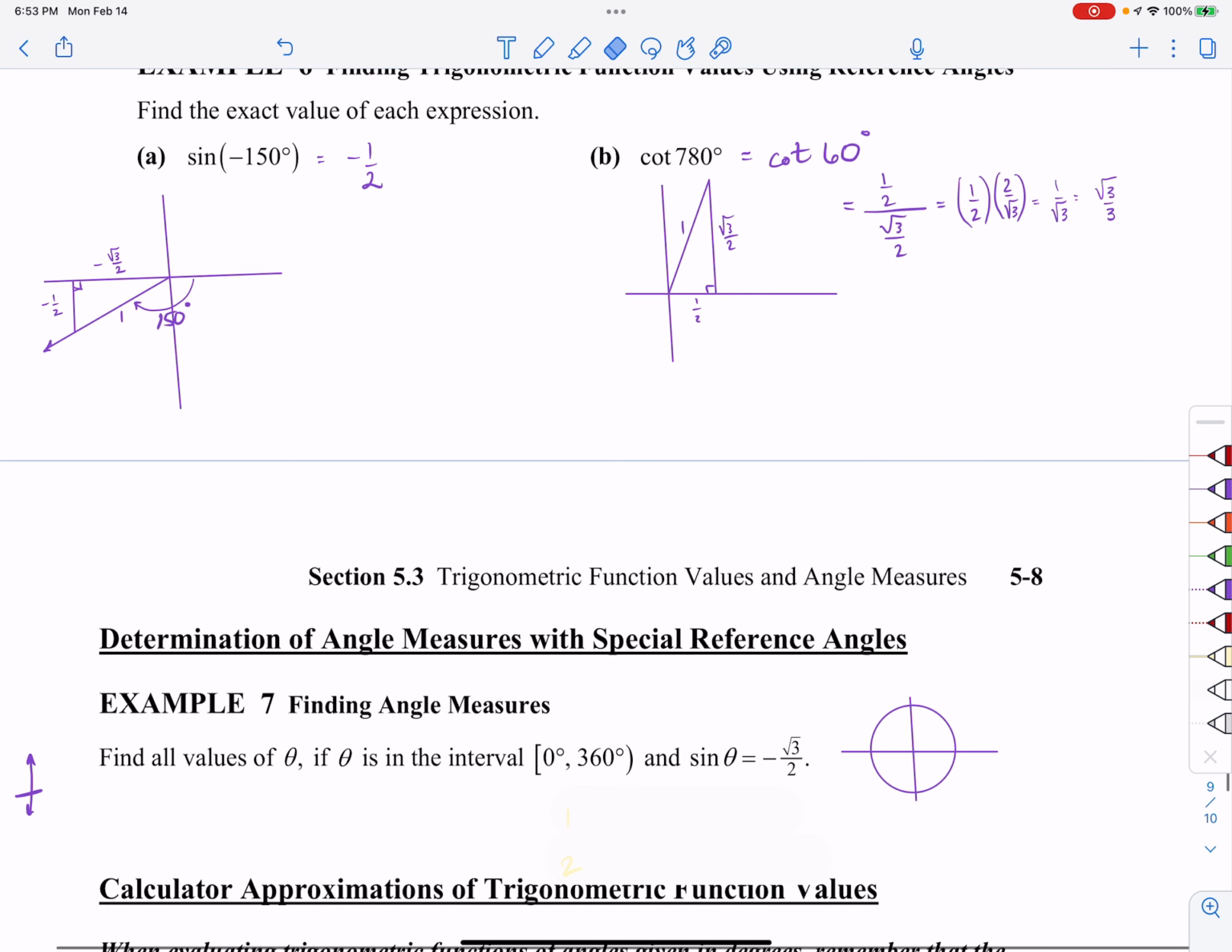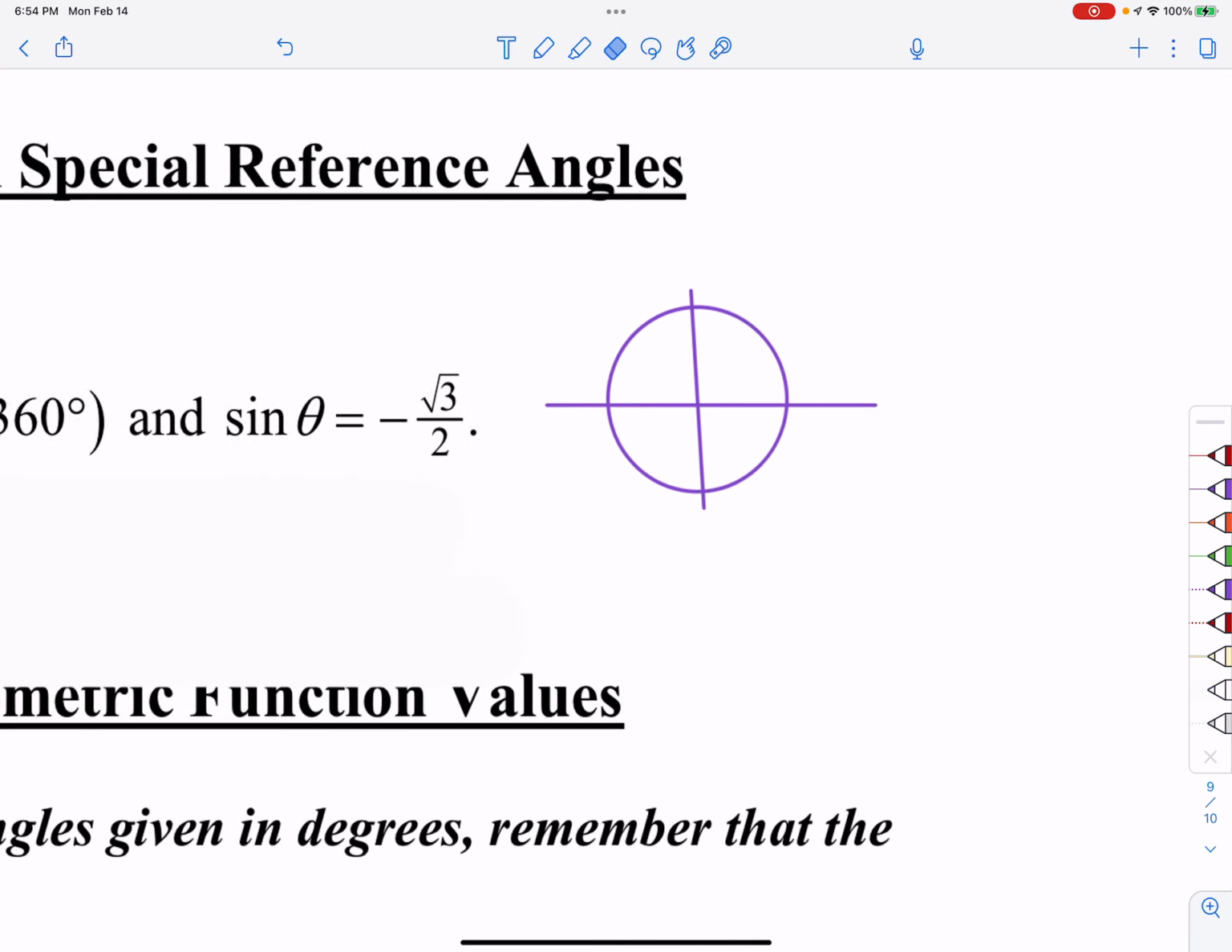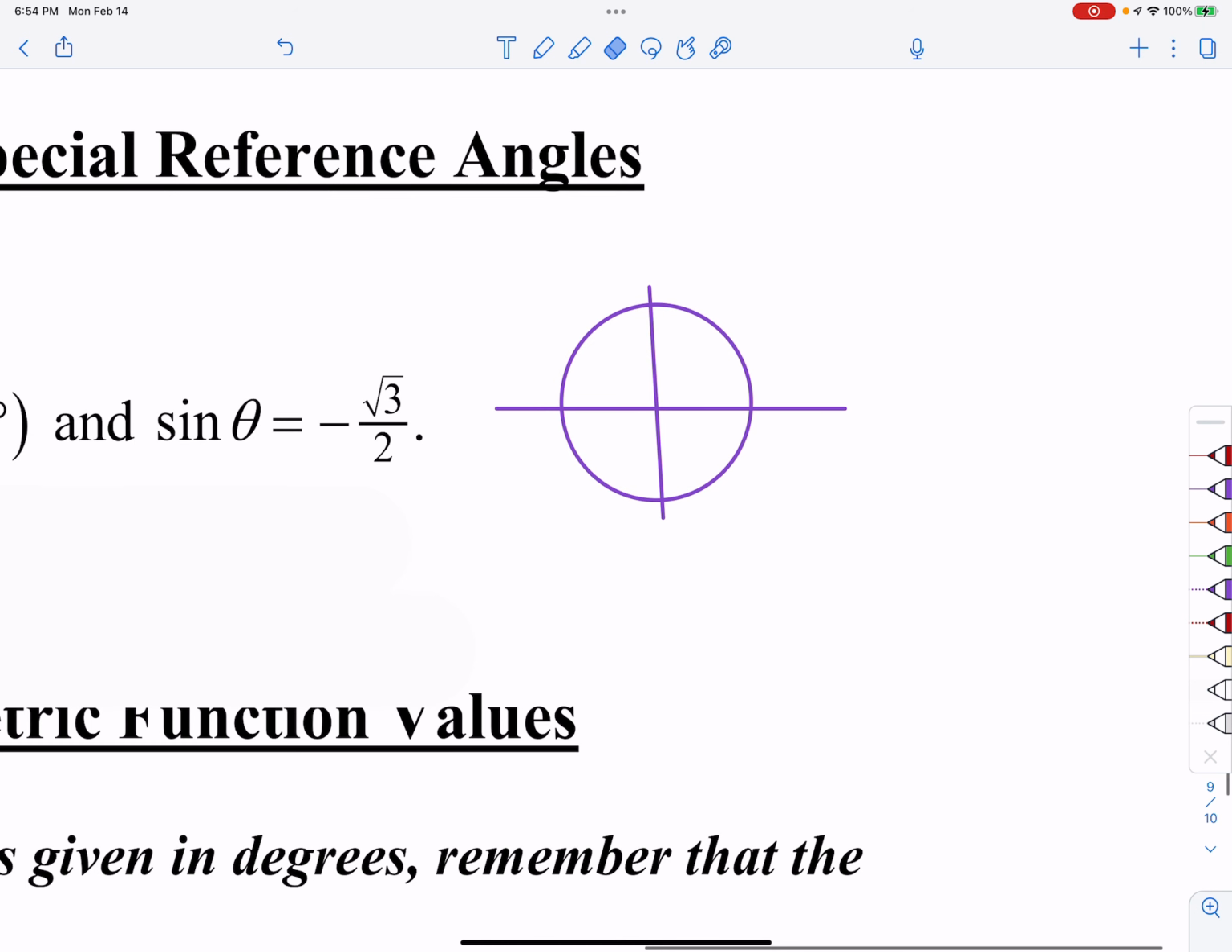All right, one more before I stop this video. In example 7, notice that it says to find all the values of theta, where theta is going to be from 0 to 360, so just on your normal unit circle, where the sine of that theta is equal to -√3 over 2. So one of the things to remember is that sine is my y value over my r value. So if I'm working on the unit circle, that r value is equal to 1. So I really only need to pay attention to the y value.